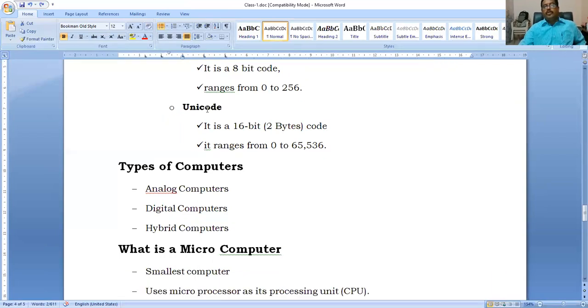Okay, the next one is the Unicode character. Along with English letters and characters, Unicode also considers languages other than English. It may be Hindi, Telugu, French, or such types of languages. Because of this, this binary code occupies 16 bits, that is 2 bytes. The range is from 0 to 65,536.